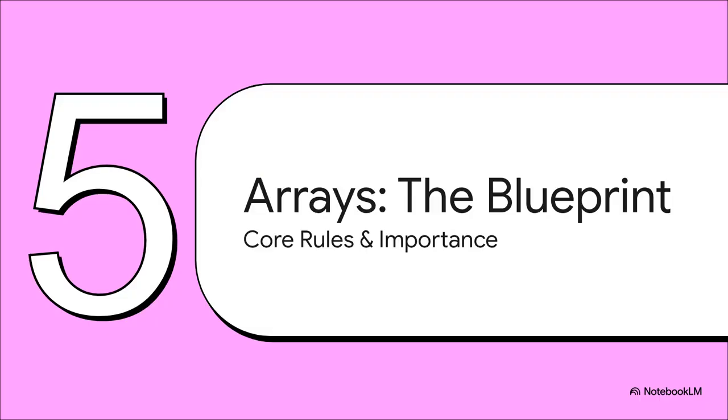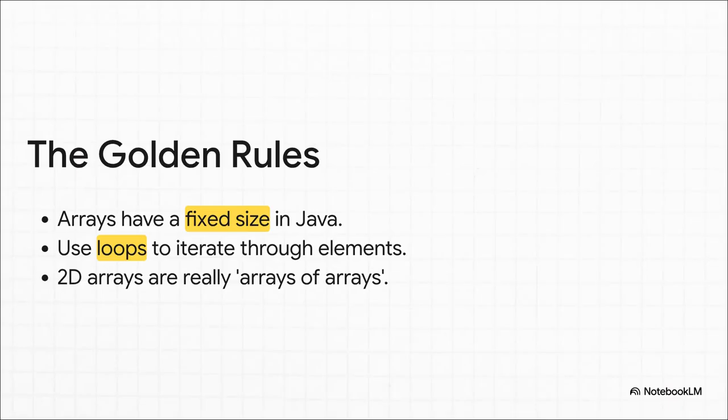Whew, okay. We've seen how to build simple lists and then upgrade them to grids. Let's zoom out for a second and nail down the core principles that make arrays so important for every programmer. If you're going to remember anything, remember these golden rules. First, once you make a Java array, its size is locked in. You can't just add more slots later. Second, loops are your best friend for iterating efficiently. And third, never forget that a 2D array is really just a clever use of 1D arrays, one nested inside the other.